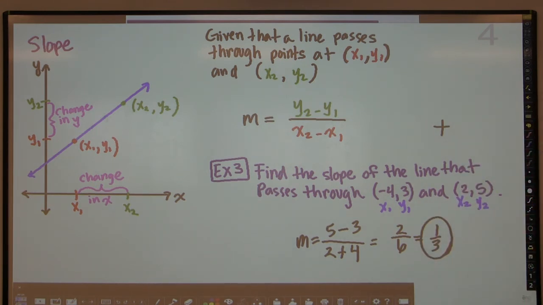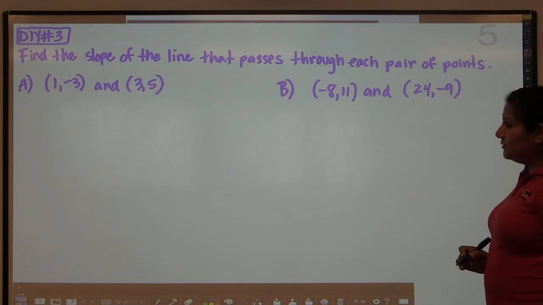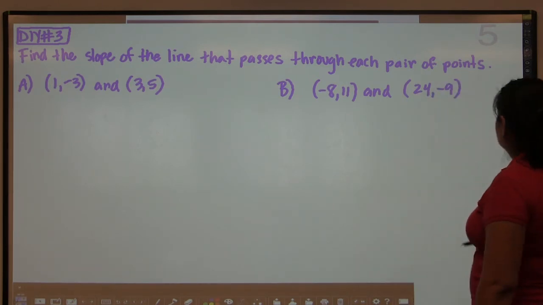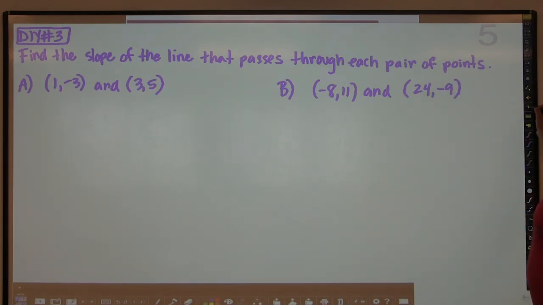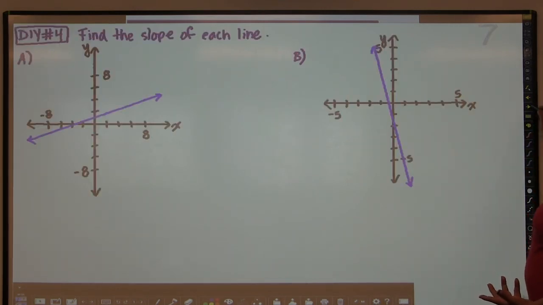All right? So now you are going to try these little puppies right here. Do it yourself number 3. And then we're going to go to this guy. I think this is our last example. Let me just double check that before I miss. Yep, that's our last example.